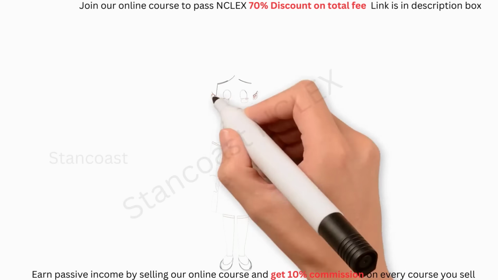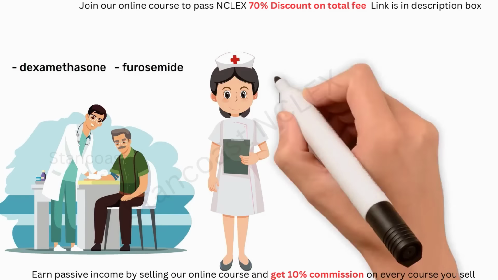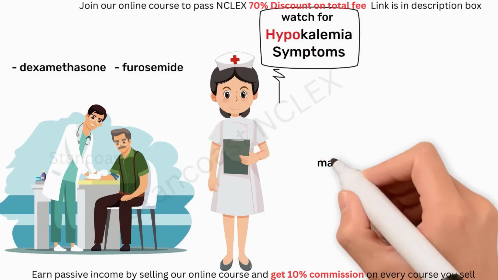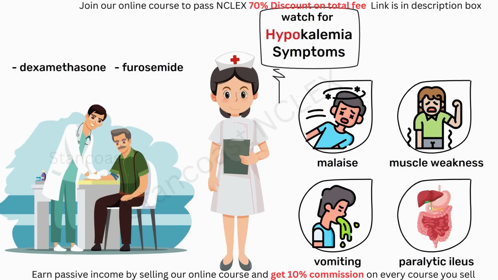The rationale is, the nurse should advise the client on dexamethasone and furosemide to watch for hypokalemia symptoms like malaise, muscle weakness, vomiting, and paralytic ileus. Both drugs can lower serum potassium. This drug combo doesn't lead to excitability, diarrhea, or thirst.